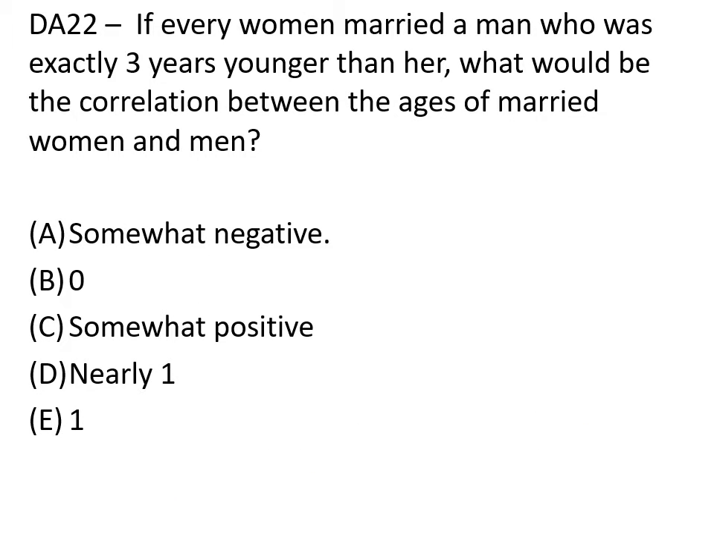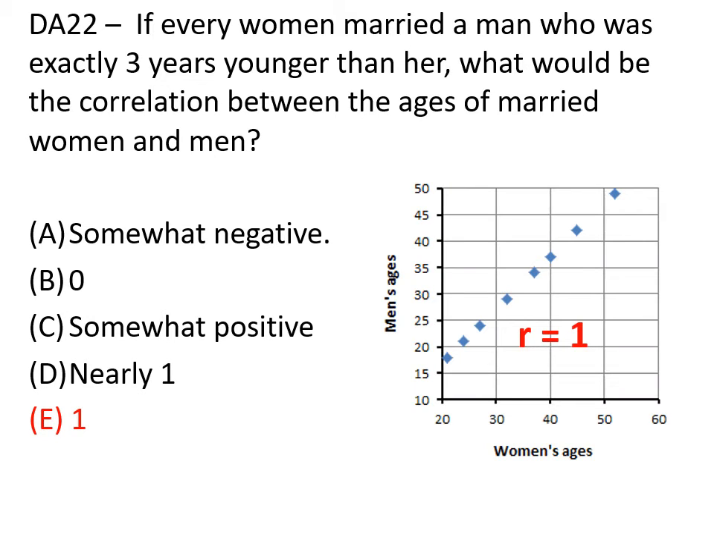All right, DA22: if every woman marries a man who is exactly 3 years younger than her, what would be the correlation between the ages of married men and women? In this case, you could almost picture a graph. If a woman is 20, then she's going to marry someone who is 17, right? So those data values will form an exact line, and as a result, the R value will be 1.